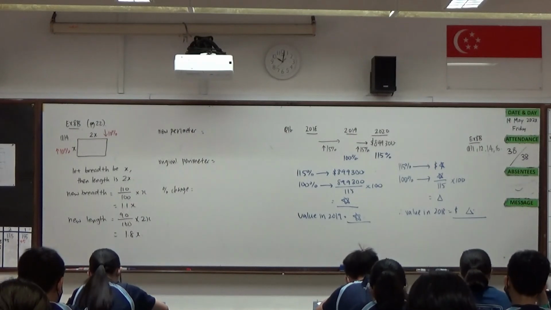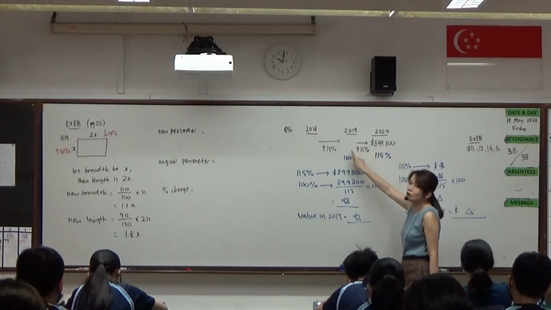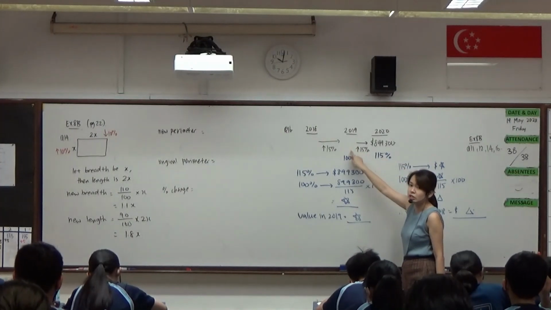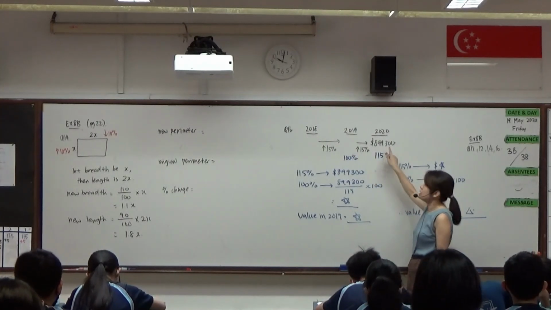Put 2020 as 100%? No. Because this is an increment after the original 15%. So the original is always 100%. So this one must be 115. Okay? It's a good question.